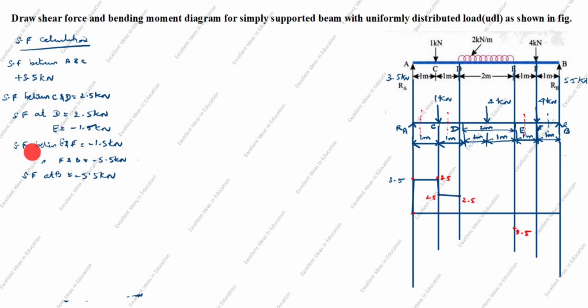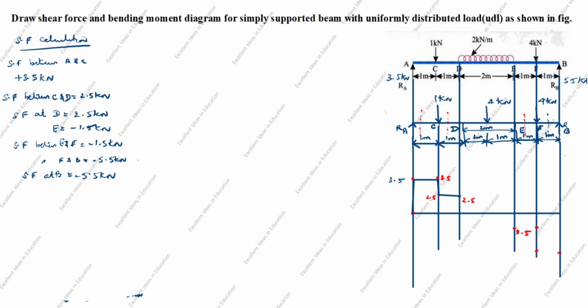Next, shear force between E and F is also -1.5. So the same comes here also, -1.5. Next, shear force between F and B is -5.5. Here is -5.5. So shear force at B is -5.5.